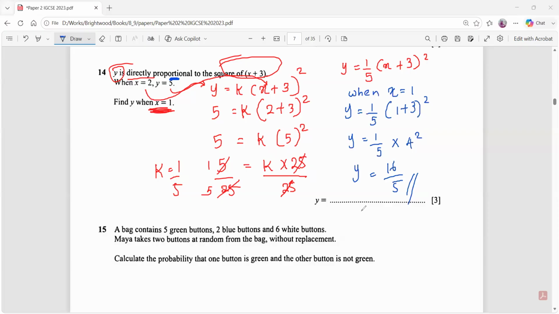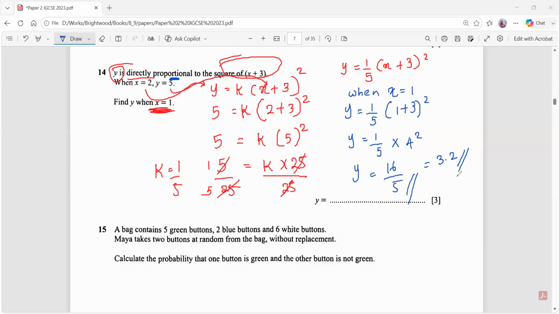Is that clear? They have given it as directly proportional. If you want to simplify this, 16 over 5 is 3, remainder 1, so 3.2. If you want, you can write it in decimal form, but there is no need to write decimal form. Just write it as a fraction. That is all. Clear? If it is directly proportional, you can write like that.